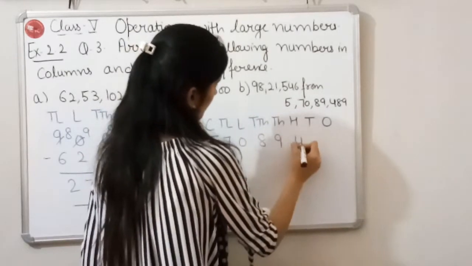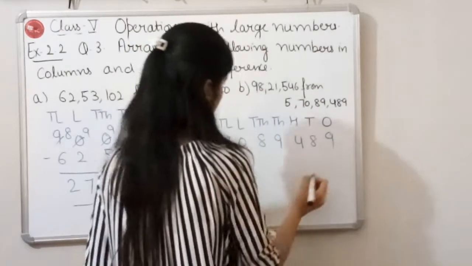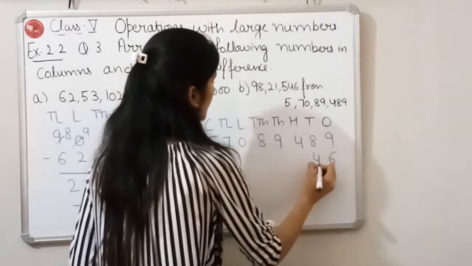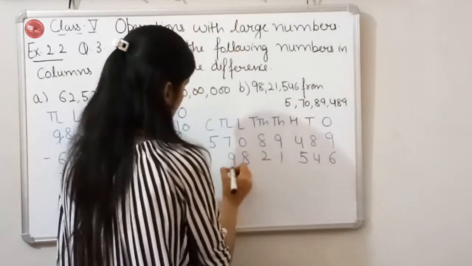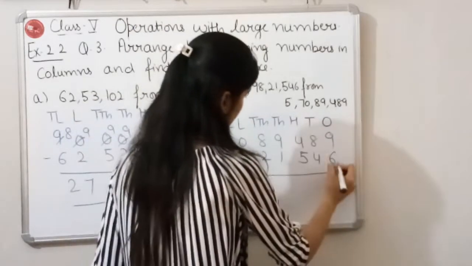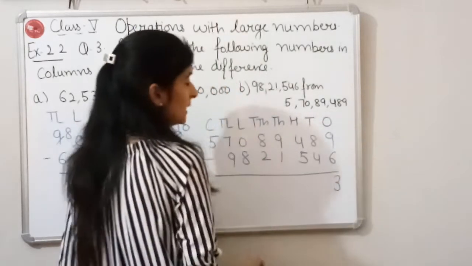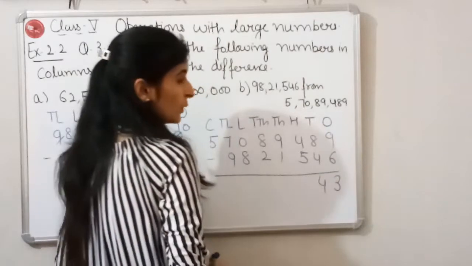Eight, 9, 4, 8, 9. Now 6, 4, 5, 1, 2, 8, 9. Now we have to subtract. 9 minus 6 is 3. 8 minus 4 is 4.